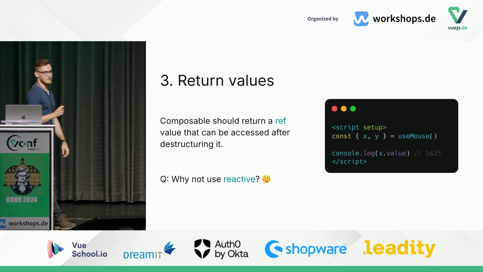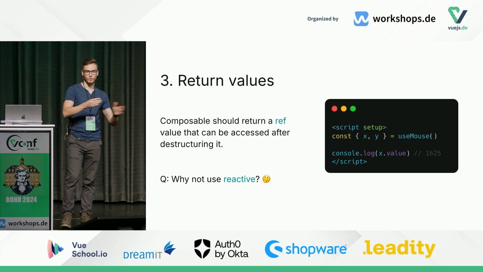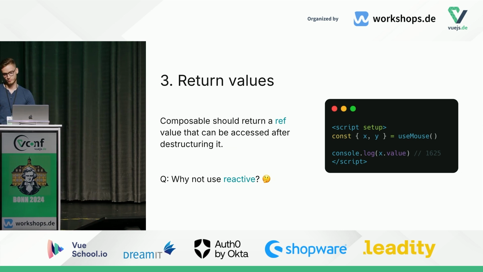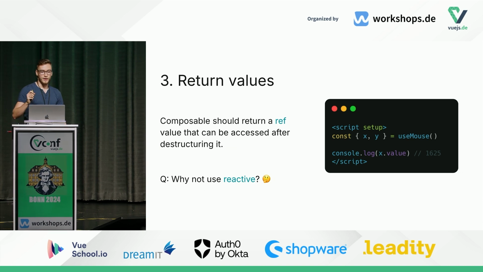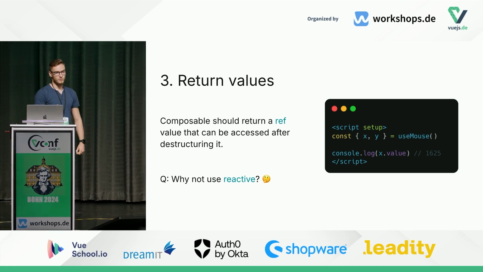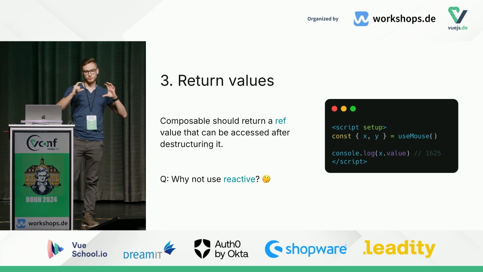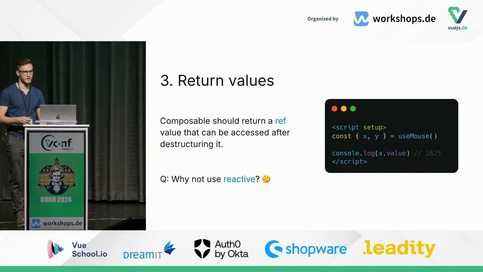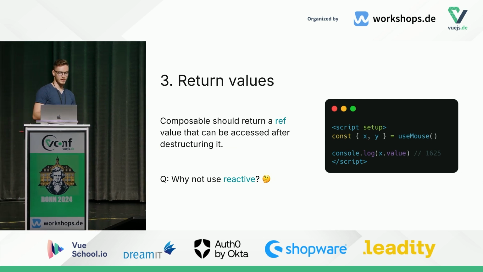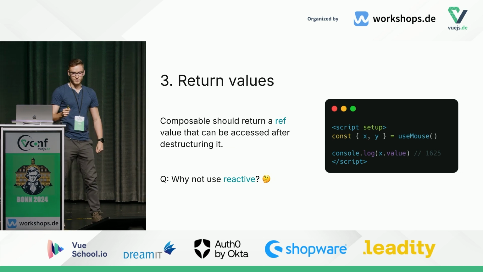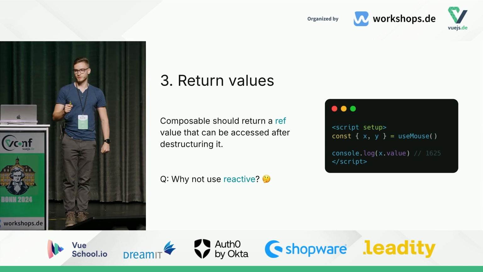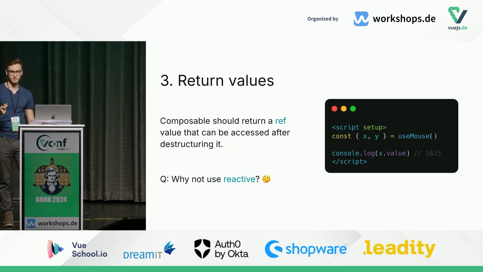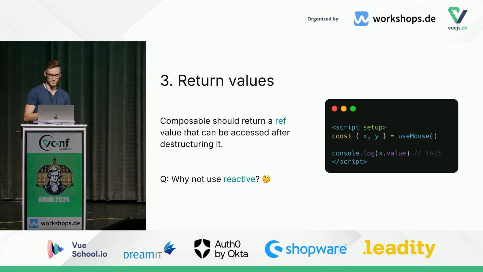Return values. So useMouse returned x and y. useFetch was returning data, error, possibly loading. So there is a rule that each composable should return a ref value that can be accessed after destructuring it. Question: why ref and not reactive? Because reactive will lose the reactivity to the original state object. That's why we are using refs.